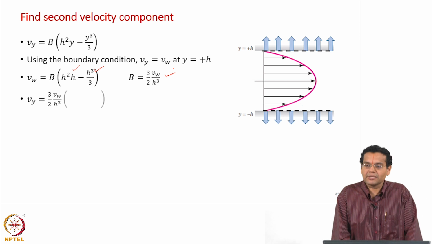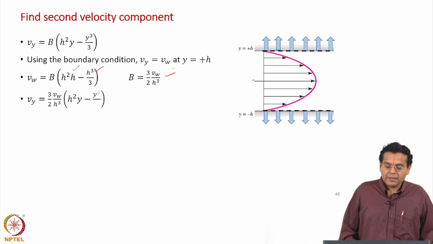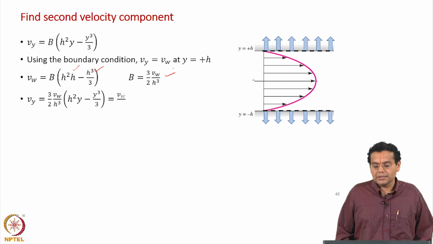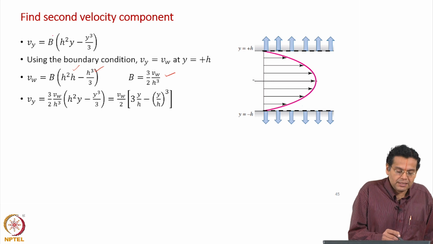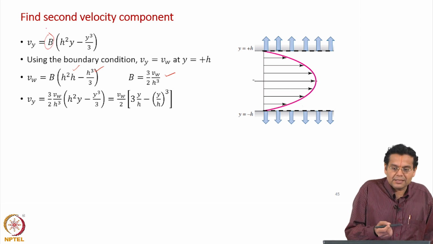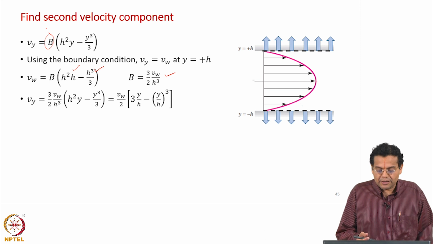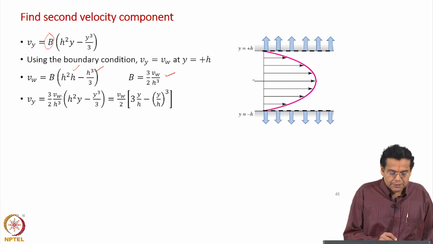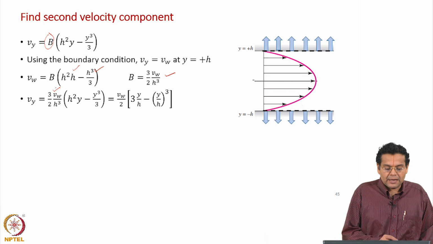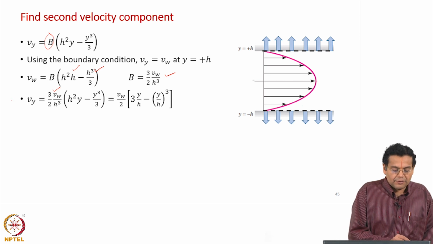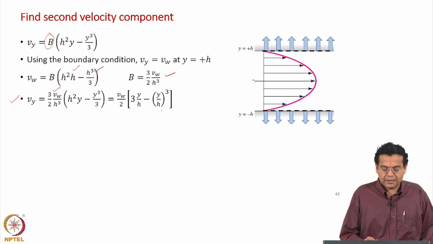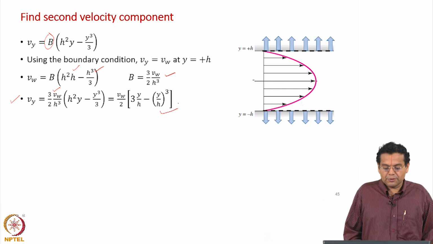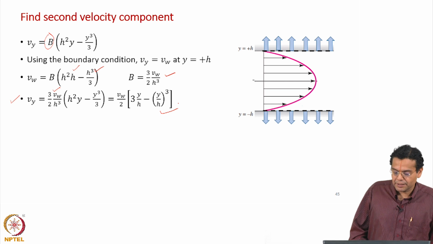We are asked to find the other velocity component Vy. We are also asked to find the value of b. If you look at the question, it says a general expression for Vy. Why is it general? Because b is a constant value, but once you use a second boundary condition, you get a specific value for b, and hence it becomes a velocity expression for the specific problem. Of course, you can simplify and put it in this nice form: Vw by 2 into (3y by h minus (y by h) whole cubed).